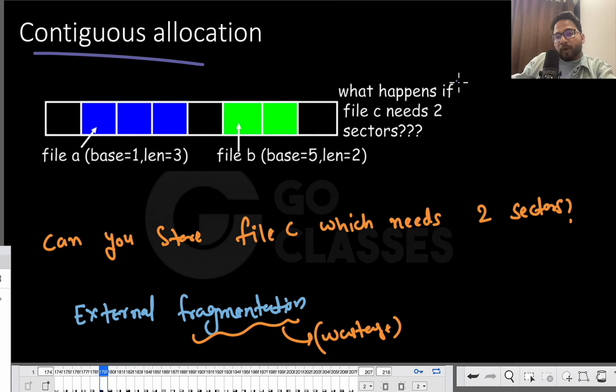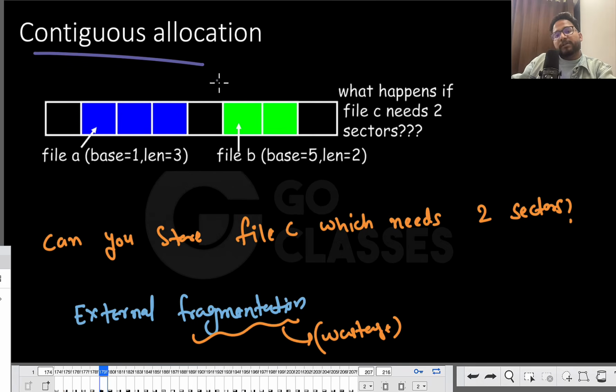Why? What happens if file C needs 2 sectors? Suppose you have one sector everywhere, but what happens if file C needs 2 sectors? You don't have contiguous space, right? So this is a kind of fragmentation that you have. You cannot store file C here. If you want to store it, obviously you have to shift and do some manipulation, but directly you can't store. So this is called external fragmentation.